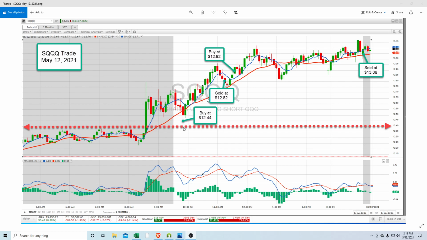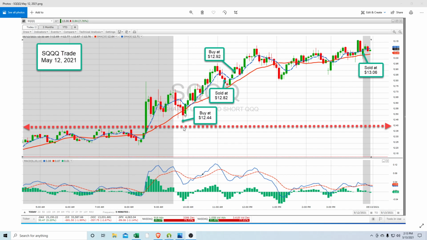And this is a 2,000 share trade, which is a typical trade. So we bought 2,000 shares at 1244 on this bar right here. That was the fourth 5-minute bar. And if you look down here, you can see the blue, which is the fast moving average, is starting back up right here. And so that's when I bought.